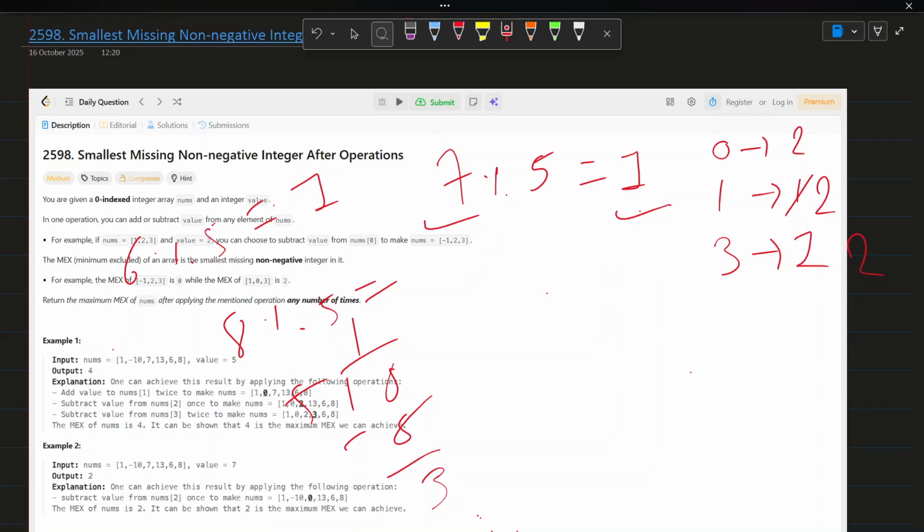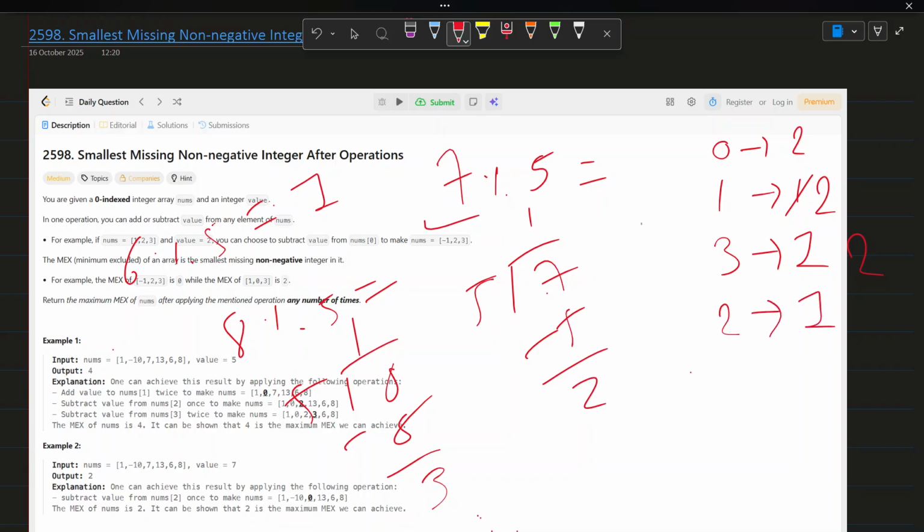Here the value is 5, the 5 ones are 5, and we will get here 2 for a 2 1. For 3, increase by 1, so the frequency for 3 is 2.